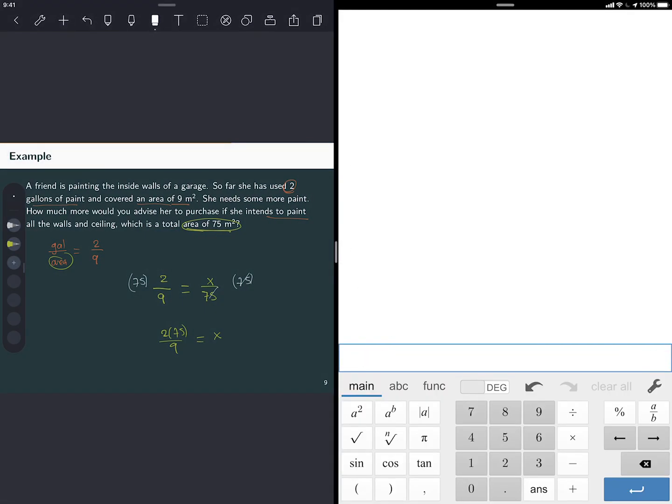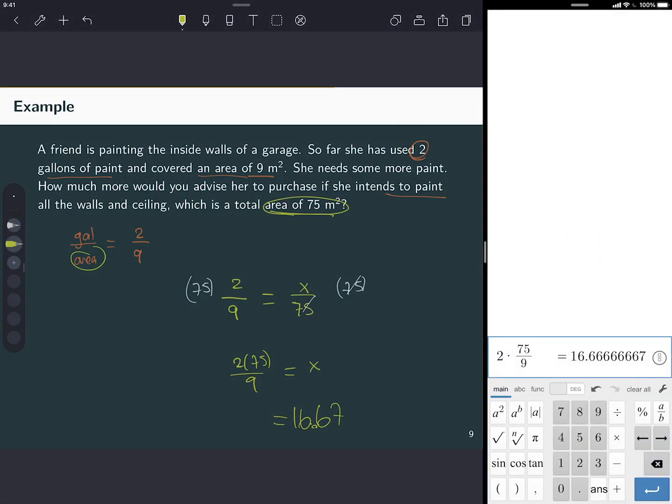Clear this up. So I have 2 times 75 divided by 9. So 16.67. So you probably need to buy 17 gallons, right? Because you cannot go and buy fractions maybe. So I need 16.67 gallons of paint. Okay, so that's the first problem. I skipped a little bit in class.